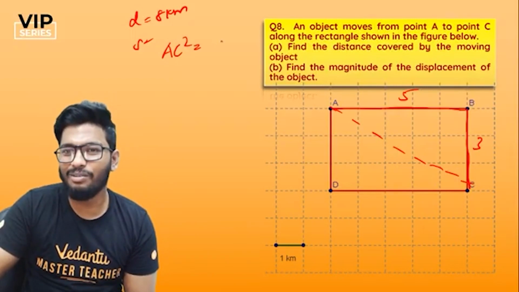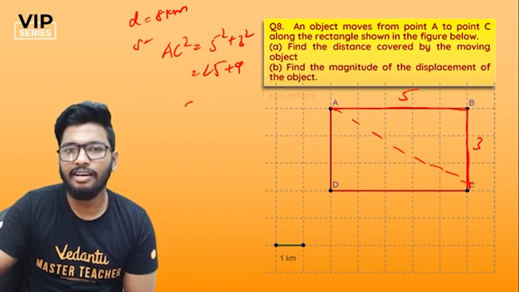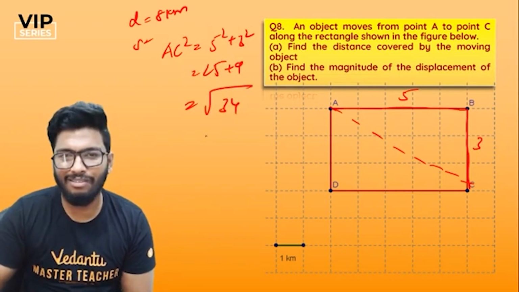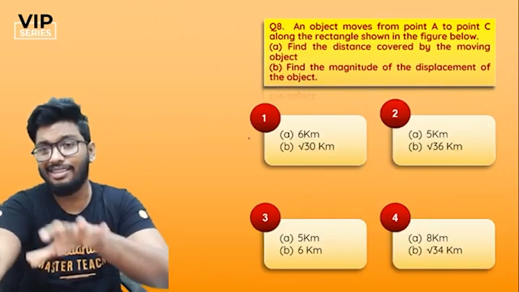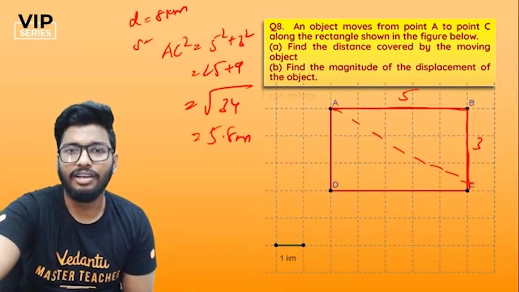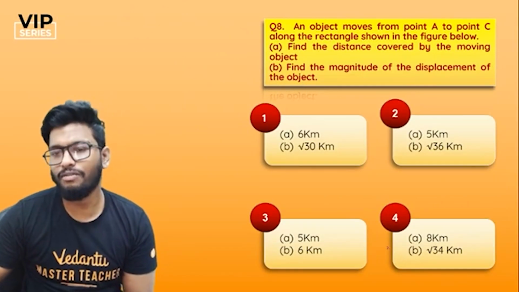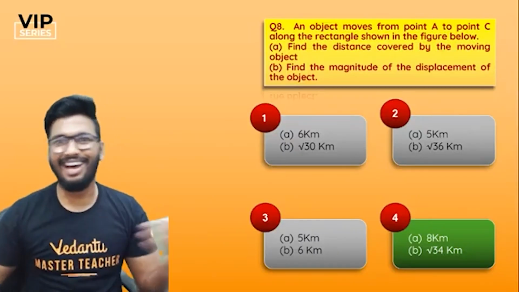AC square is equal to what? 5 square plus 3 square, 25 plus 9. So that makes it 34. So if you want to simplify it even further, it'll be around 5.8 kilometers. But yes, guys, you can leave it just like that. So root 34 kilometers and 8 kilometers would be the answer. So option number D. That's all, people.